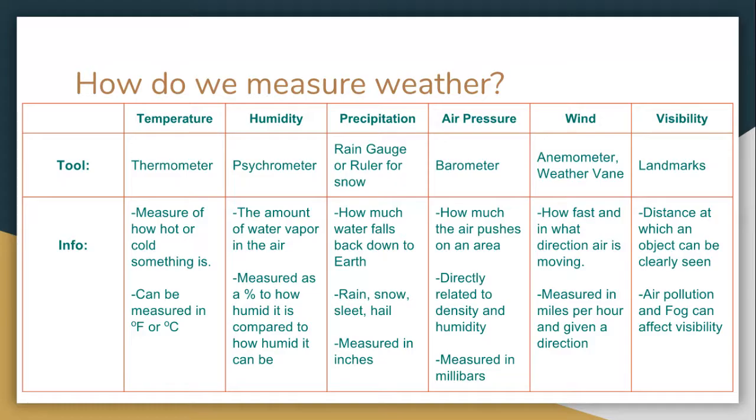And then visibility, we use landmarks. Visibility is the distance at which an object can be clearly seen. So we might take 3 or 4 landmarks that we know the distances of and look towards them and see which one we start to not be able to see. If there's a lot of air pollution or fog in the area at that particular time, that can affect our visibility.